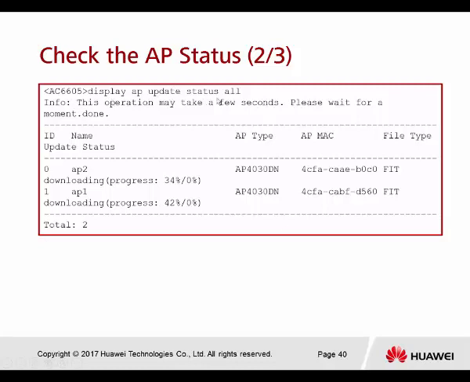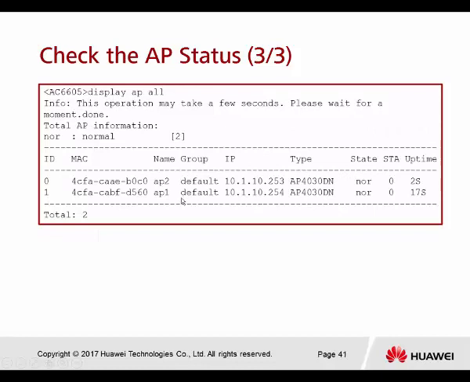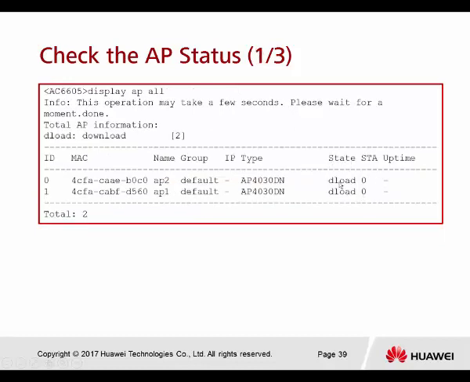Display AP update status all. So they show current progress. Okay, 34%, 42%. When you're done, you can see the state will become normal. The previous one they show you in the state is called DLOAD, which stands for download.